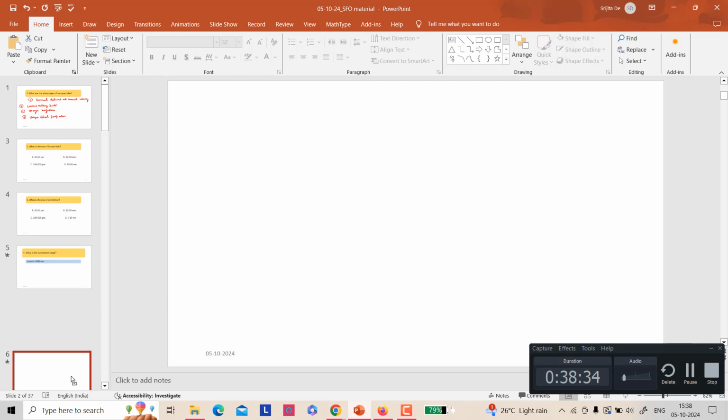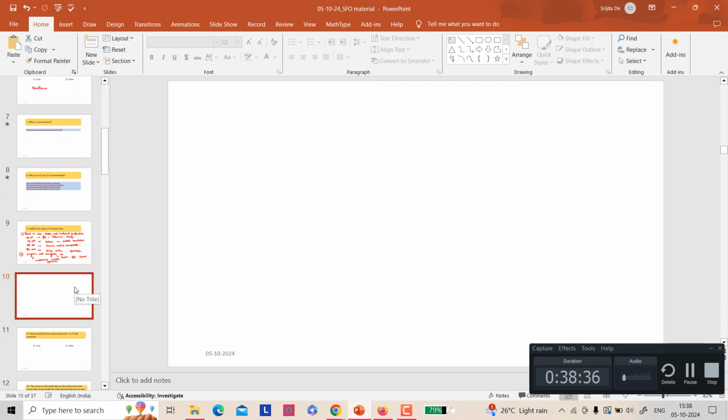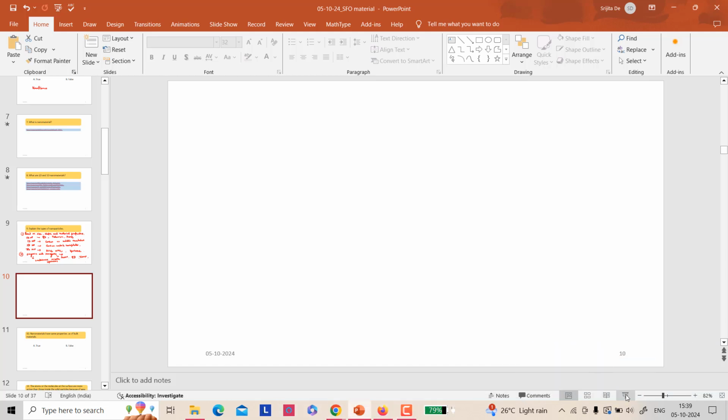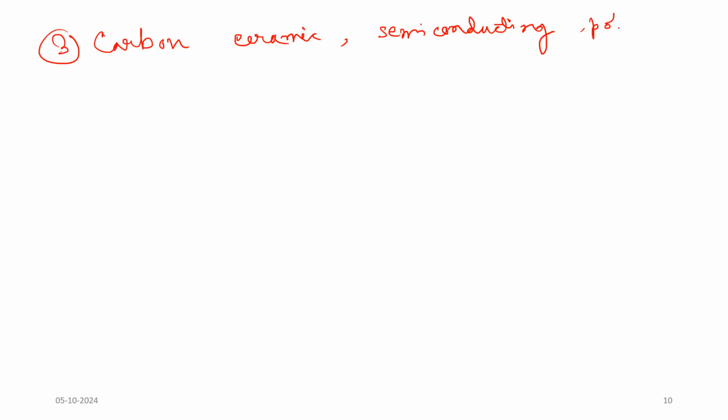This is the second one. First one is based on size, shape, and material properties. Next one is organic or inorganic. Third one is based on carbon, ceramic, semiconducting, or polymeric. So under this comes carbon nanotubes, that is CNTs and fullerenes.